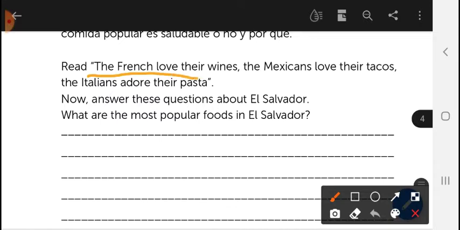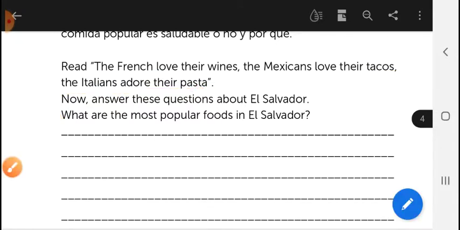The French love their wines. The Mexicans love their tacos. The Italians adore their pasta. Ahora respondamos la question. What are the most popular foods in El Salvador?